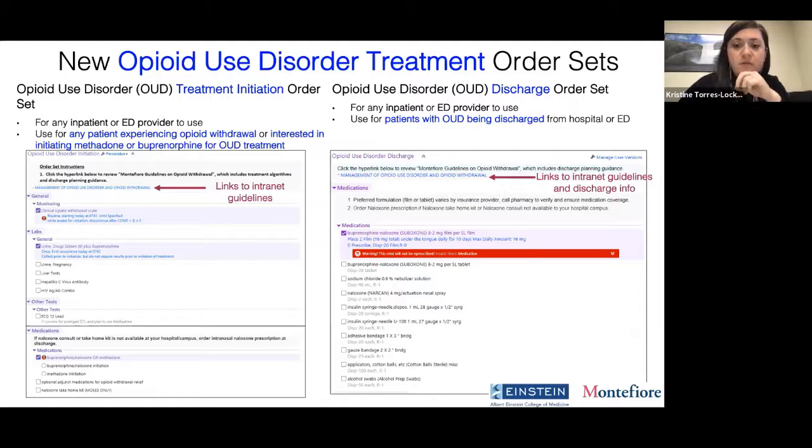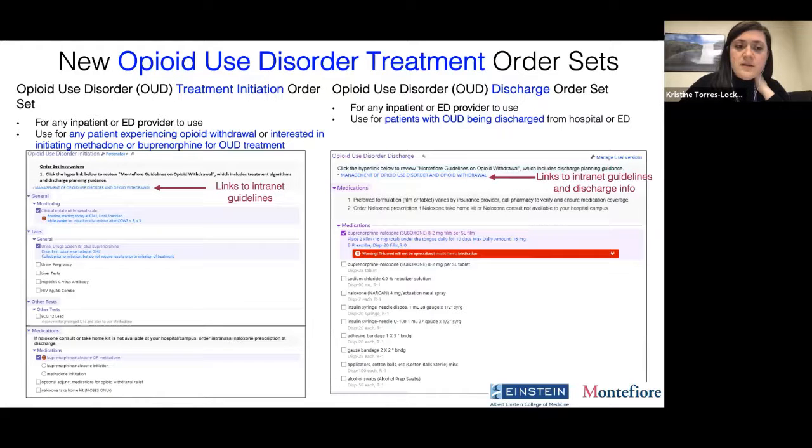So those should be good. But if for whatever reason you can't, you can always prescribe Narcan directly to the pharmacy. And then, like I said, other sterile supplies that are needed for injection drug users. So sterile syringes, adhesive bandages, dissolvents, alcohol swabs, things like this. So you can use this order set as well.